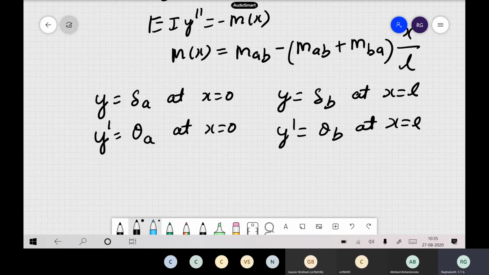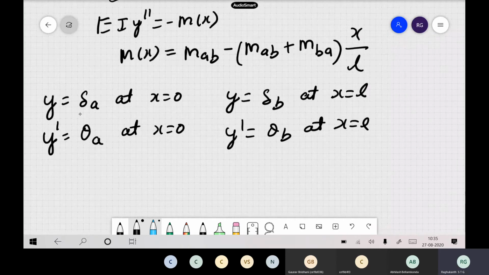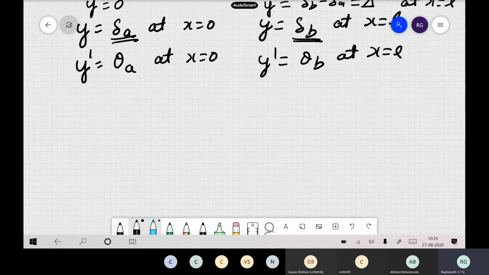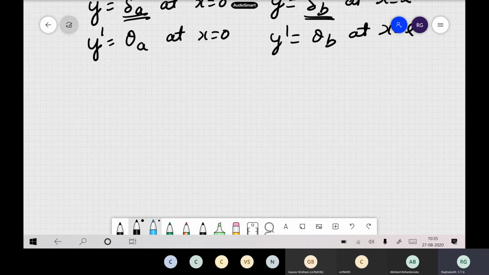Sometimes, to simplify our problems, because a rigid translation is involved, we also write y is equal to 0 here, and here y is delta B minus delta A, which you can denote as some other delta, at x is equal to L. This also you can use, there is nothing wrong. So four constants are there, and four boundary conditions are there. Now you solve these boundary conditions.